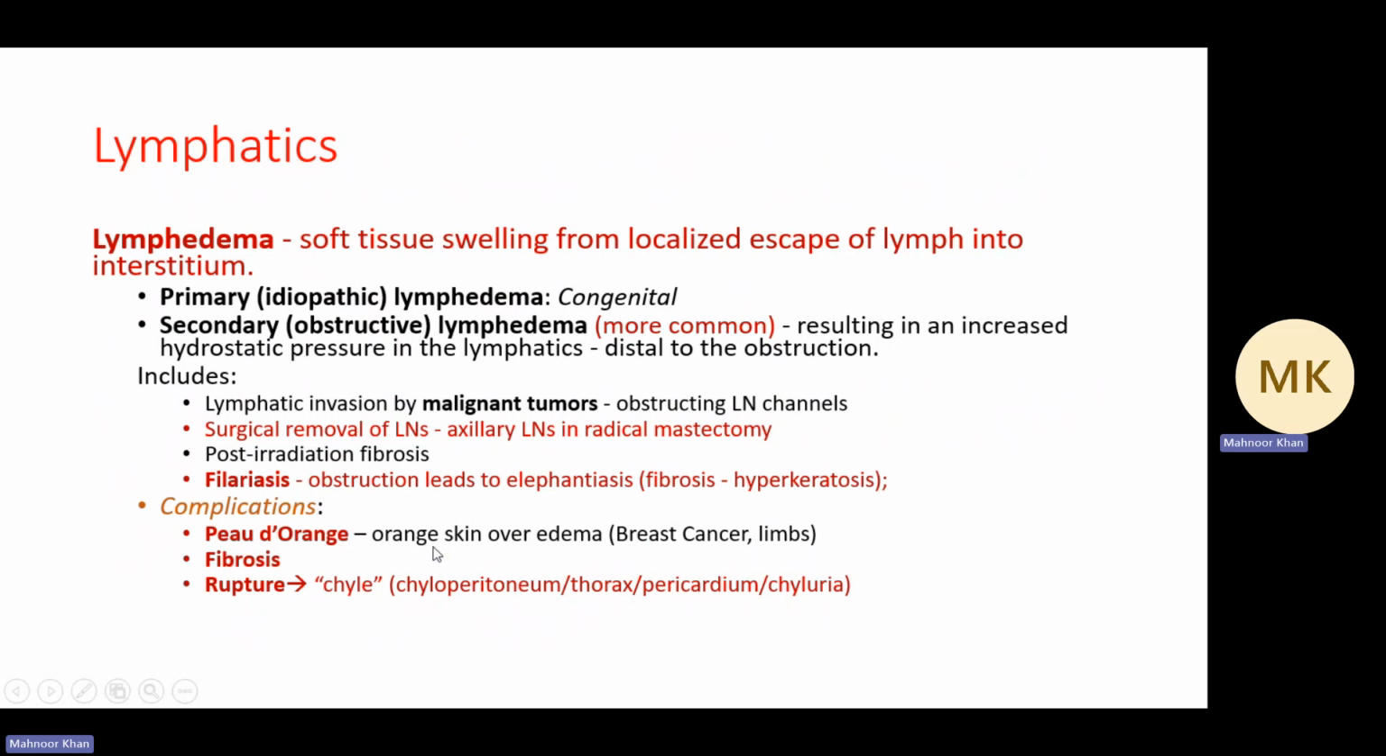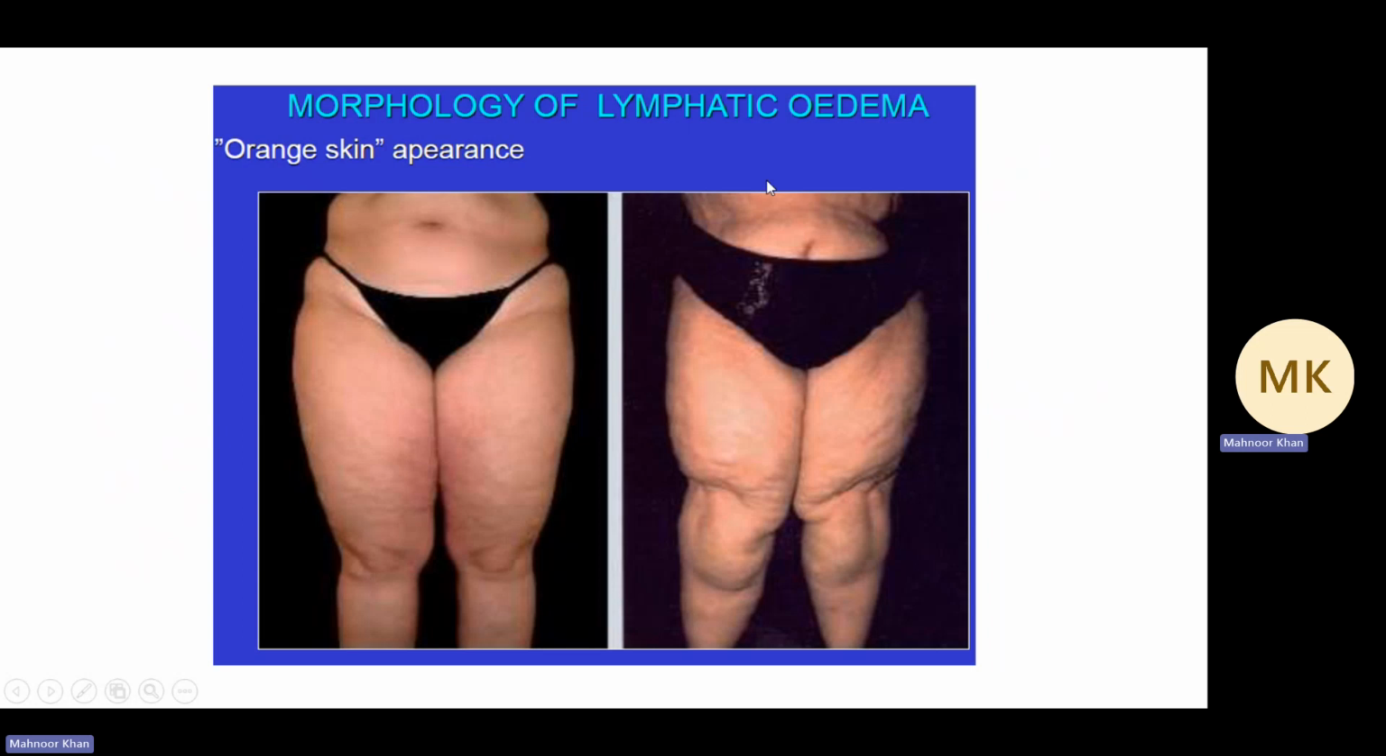Complications and presentation would be something like orange skin or edema, mainly in breast cancer, because we expect it after radical mastectomy, and in limbs if it is filariasis. And then we also expect to see fibrosis and finally rupture, which can result in peritonitis, pericarditis, or pleuritis, for example, because of the leak of the chyle. So this is what you need to mention for lymphedema in your answer. And this is a typical picture of lymphatic edema. Orange skin appearance is the morphology which you need to mention.